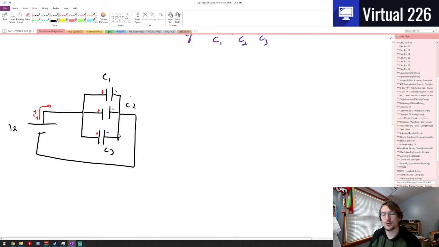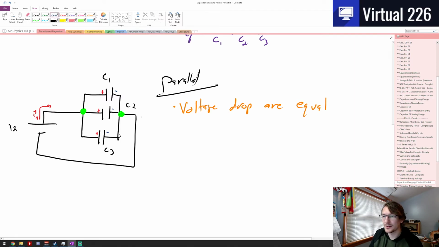And each capacitor will build up charge independently of the other ones. What will be the same across all of these is the potential. Remember, we started at this node point, this junction right here, and we end at this junction right here. The potentials need to be the same now. So when we're in parallel, we're going to find that the voltage drops, these potentials, are equal.